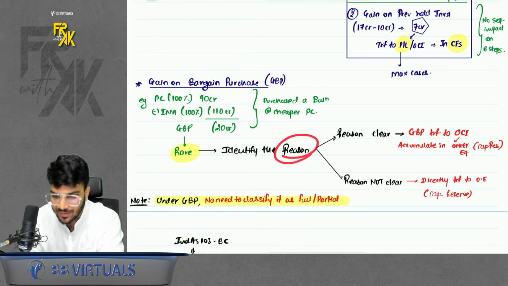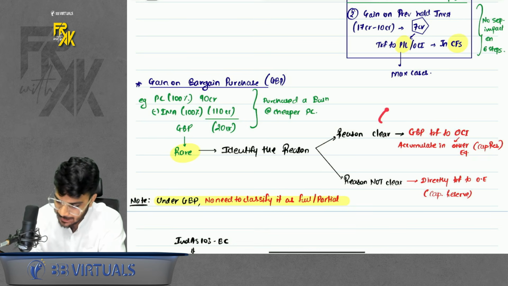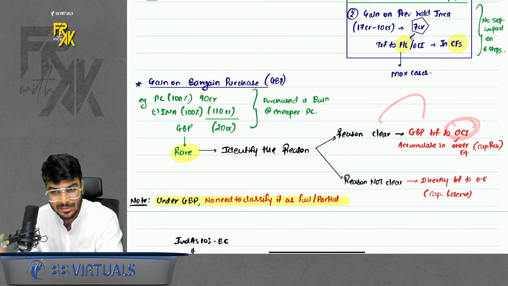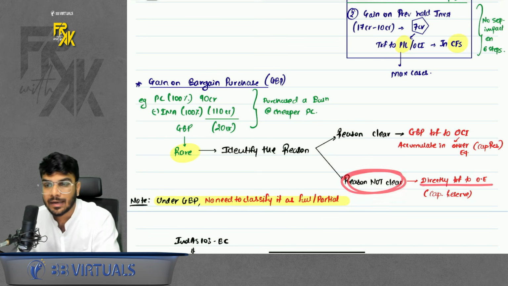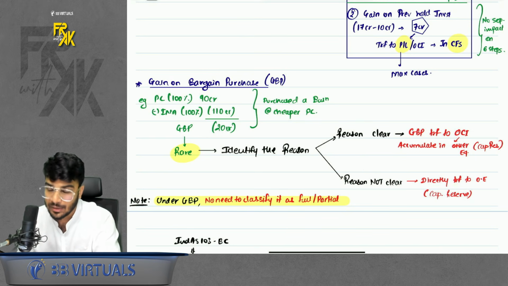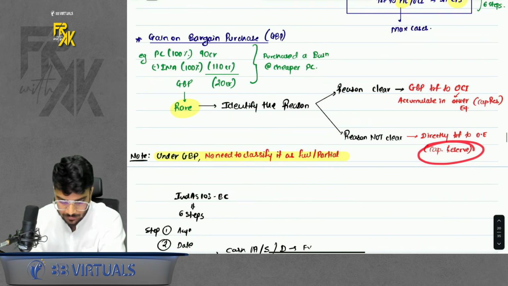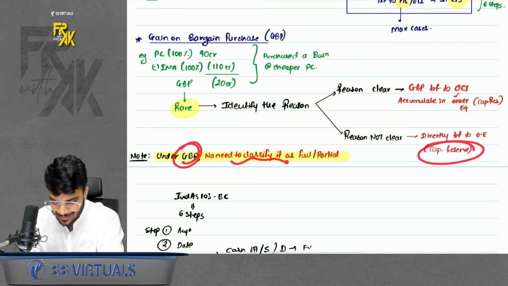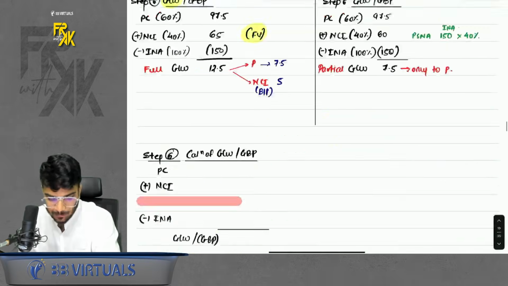first you have to identify the reason. Why did you get this GBP? Identify the reason. If reason is clear, this GBP will first be recorded in OCI, then you will transfer it to other equity capital reserve. But if the reason is not clear, then directly transfer to retained earnings, directly transfer to other equity capital reserve. Okay. Do remember, under GBP, there is no need to classify it as full or partial. Clear with this? So this completes our 6 steps.